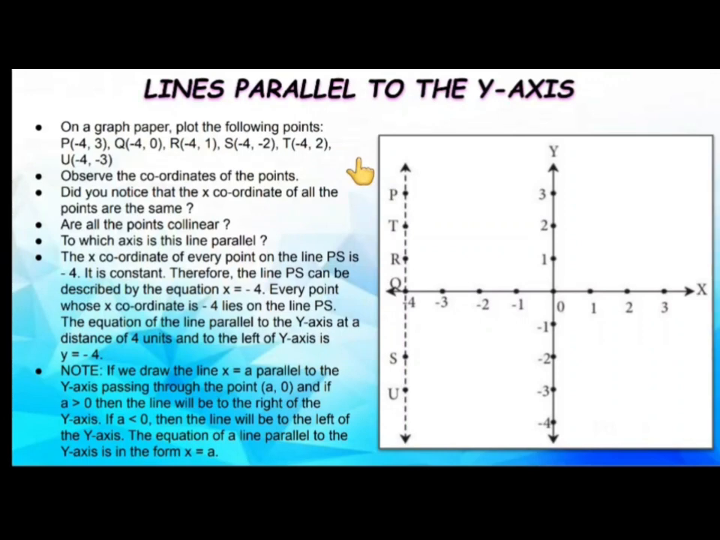What do we mean by points being collinear? It means all these points lie on the same straight line. It has to be a straight line and all the points have to be on the same straight line. Only then the points are said to be collinear.